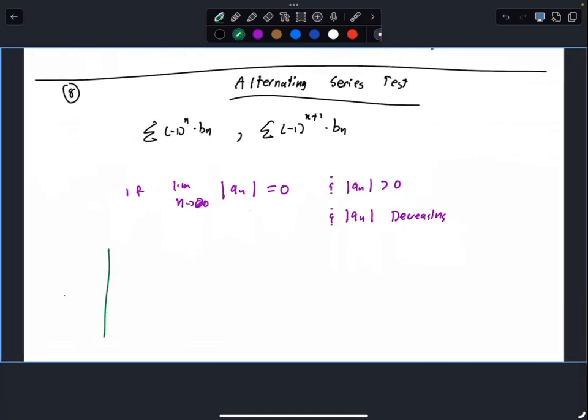What occurs, so I'm actually going to do 3 separate graphs here. This is for the sequence. The first one is the sequence of b sub n. So this would be the absolute value of b sub n going from 1, 2, 3, 4, and onward. If the conditions hold, then the absolute value, of course, is positive, but it's decreasing like so.